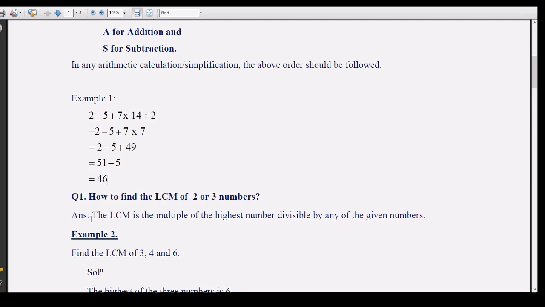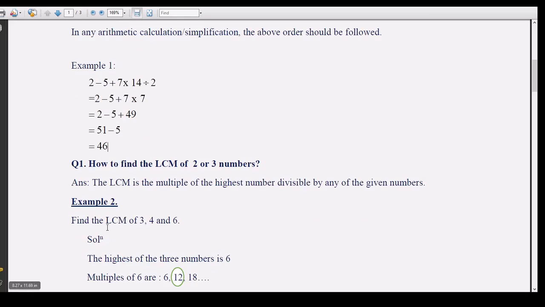What is the LCM? LCM stands for least common multiple. It is the multiple of the highest number divisible by any of the given numbers. In simple words, you just take the highest number of all of them, then the multiple of that number which is divisible by all those other numbers will be the LCM of all those numbers.